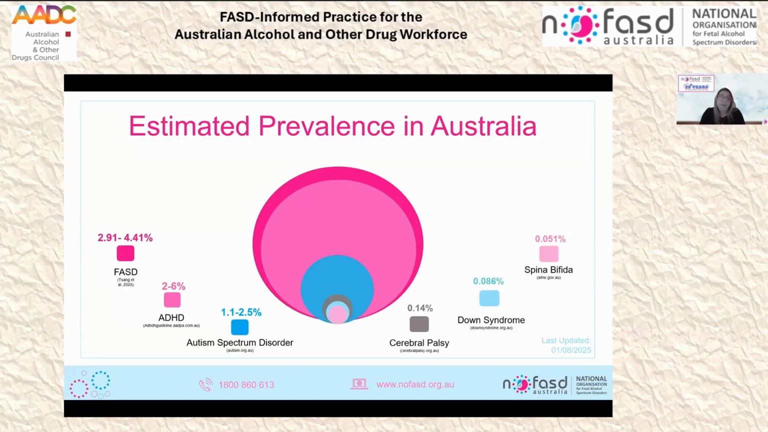And as we can see from this infographic here, FASD is much more common than a lot of other conditions, yet it remains undiagnosed and under-recognised. FASD often goes unnoticed due to stigma, lack of screening and limited professional training.